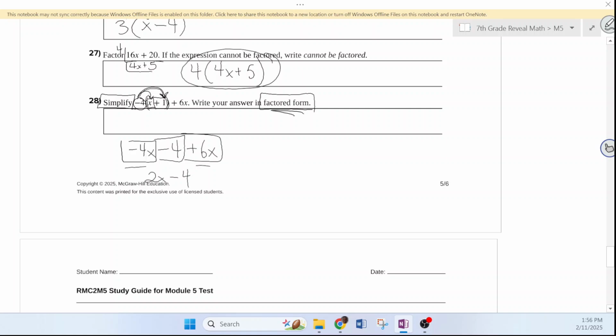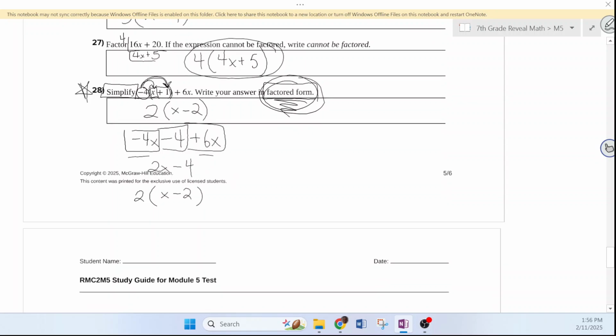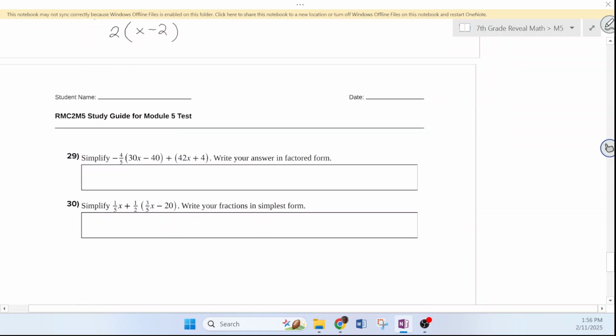Now we have to write it in factored form. So what goes into 2x and 4? 2. What would be left over if we divided? X minus 2. So our answer is going to be 2 times x minus 2 in factored form. All right, that's one where you just got to read carefully, make sure you don't miss the little details. All right, and moving on.